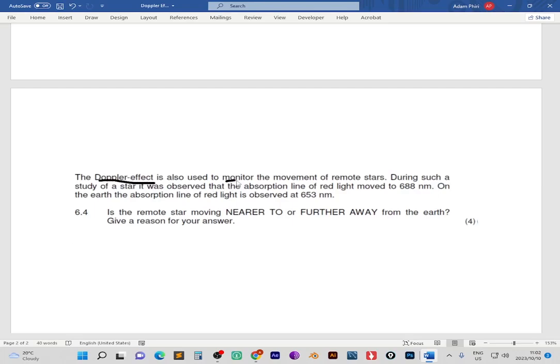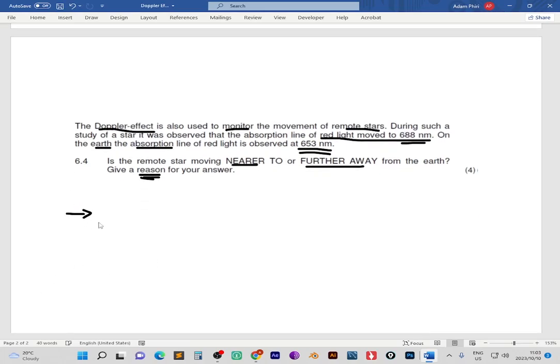And then coming up to the Doppler effect, you also use it to find out whether stars are moving away and so forth. We're using the light. We find that the wavelength initially was 688 and then detected on Earth as 653. So is it moving nearer or further? Looking at the wavelength, it has decreased, that is 653.